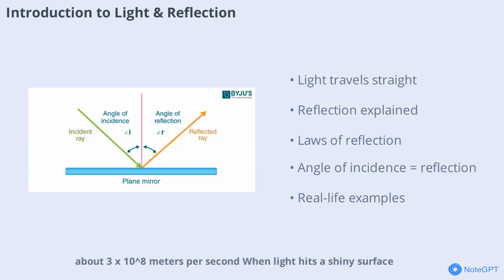When light hits a shiny surface like a mirror or water, it bounces back. This is called reflection. There are two important laws of reflection. First, the incident ray, reflected ray, and the normal all lie in the same plane. Second, the angle of incidence equals the angle of reflection. These rules help us predict how light will behave when it meets different surfaces. Let's explore how mirrors use these principles to form images and why understanding them is so important in our daily lives.